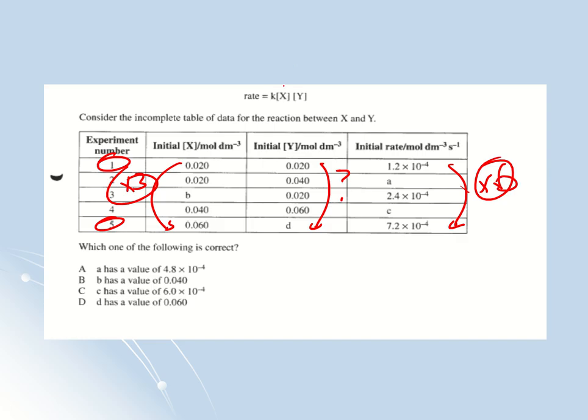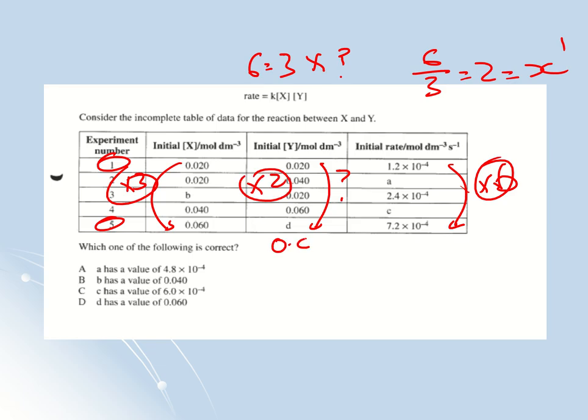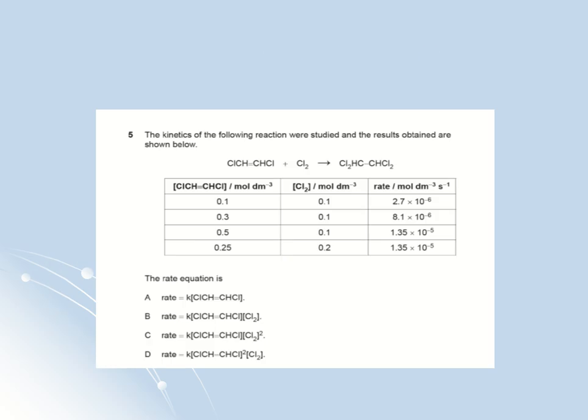Okay, so let's go. Rate has gone up by a factor of 6. X has gone up by a factor of 3 to the 1, which is 3. And Y, well, that's what we're trying to work out. So 6 divided by 3, which is 2, equals X to the 1. So therefore, X has doubled along there, so it should be 0.04. The question says it should be 0.06, or the answer says that, so that is, of course, wrong.